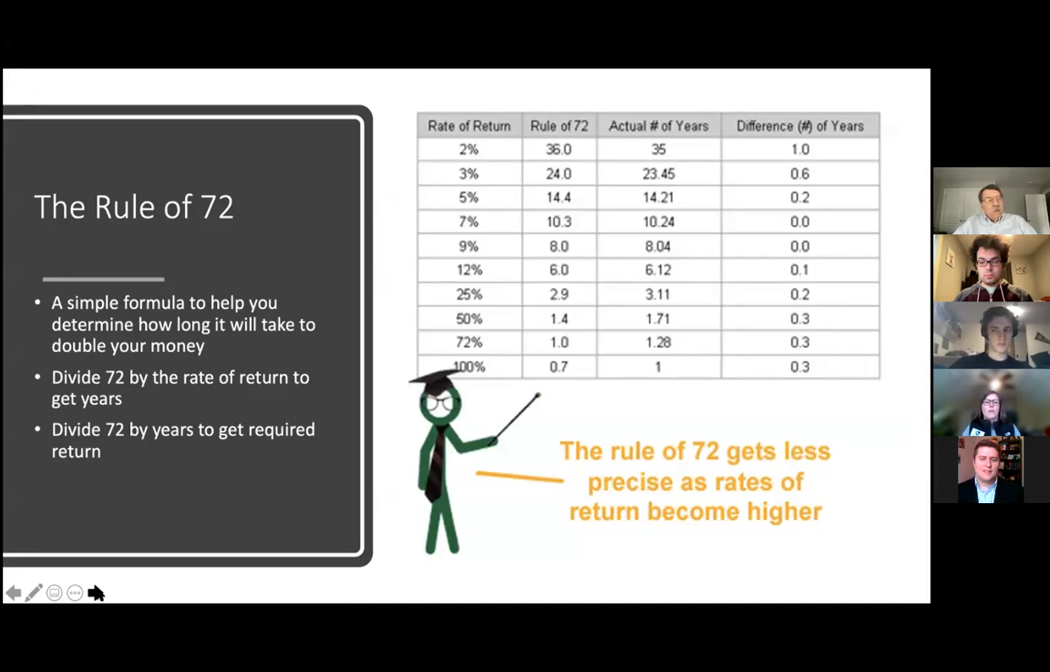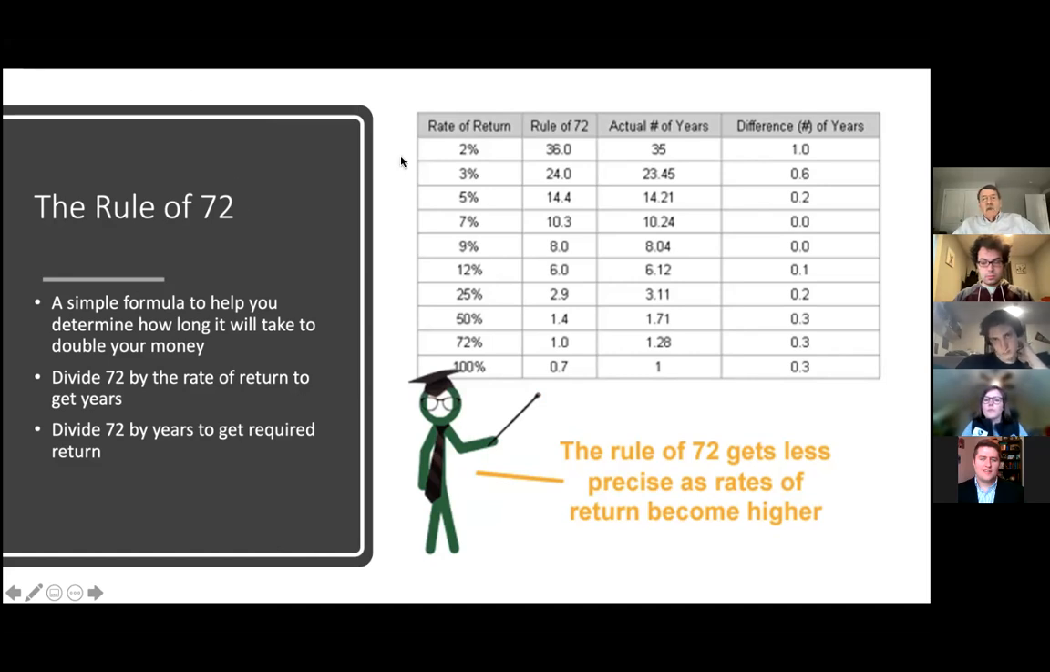This is an interesting thing. You can amaze your friends, but it's using compound interest. It tells you with reasonable precision how long it takes you to double your money. You take 72 and divide it by the rate of return. And if you do that, it'll tell you how long it takes to double your money. So the rule of 72.